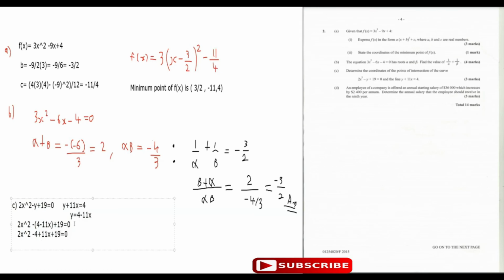If we simplify this, what we're getting is 2x squared plus 11x plus 15 is equal to 0. Now let's see if we can factorize this. 2x squared. How can we split this middle term now? Let us look at it good.